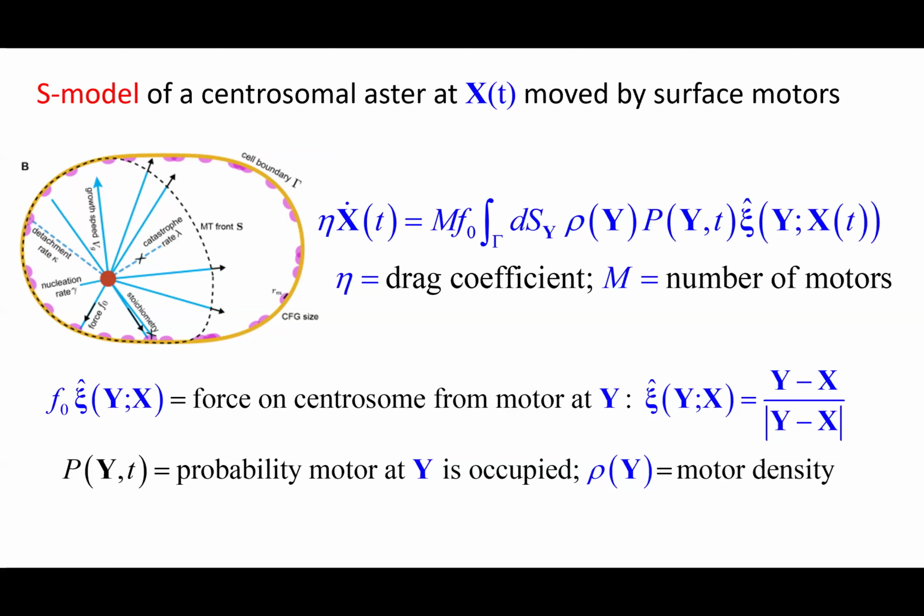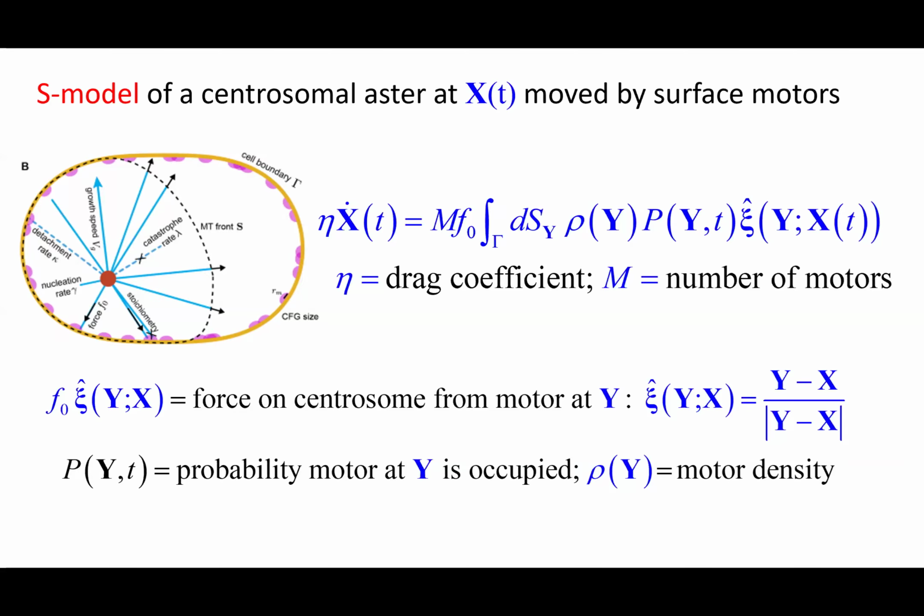We integrate over a density of motors. There's a probability that a motor is occupied by a microtubule. And the direction in which microtubules point is just the unit vector from the motor to the centrosome. That's the direction, and the force F gives you the force acted and pulled on that straight line.